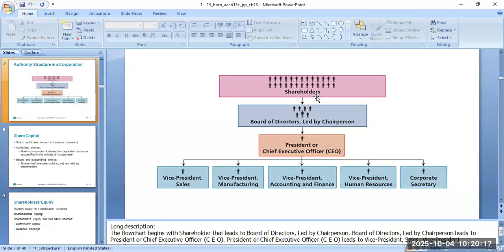Now the board of directors, when they set up the policy, are going to choose the president, or they can choose the chief executive officer, and he's going to start hiring the rest of the people. And now you see the structure of the corporation. To some extent, in the very beginning, you have a centralized structure. At some point, it becomes a decentralized structure.